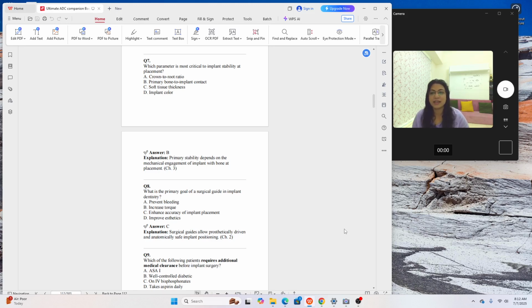So anyways, let's go to the implant questions and continue with a few more. Which parameter is most critical to implant stability at placement? Now I understand even if you are just a basic dental graduate at the moment, you may not have seen how implants are done, and definitely you may not have read the Wiley Blackwell implant book from where these questions are being taken, which is recommended by the ADC.